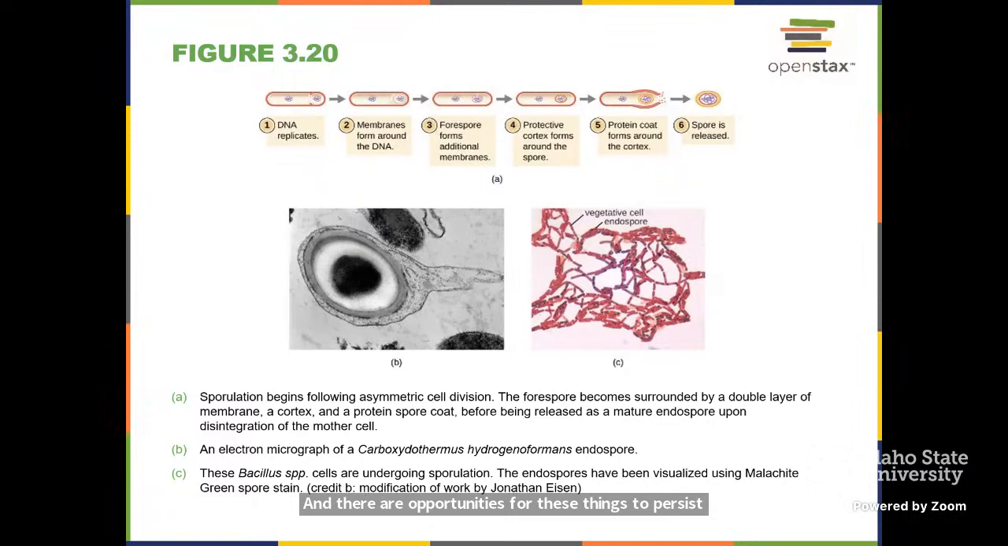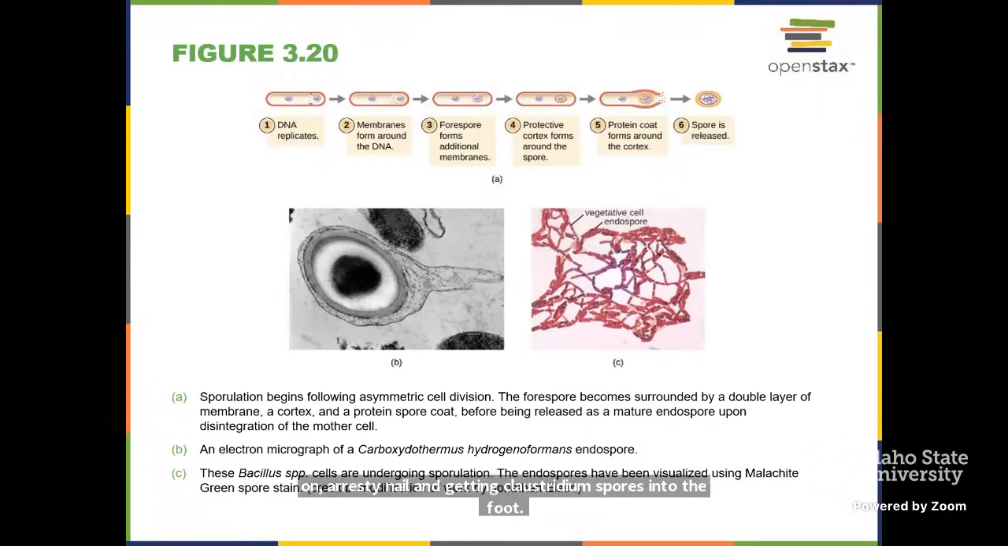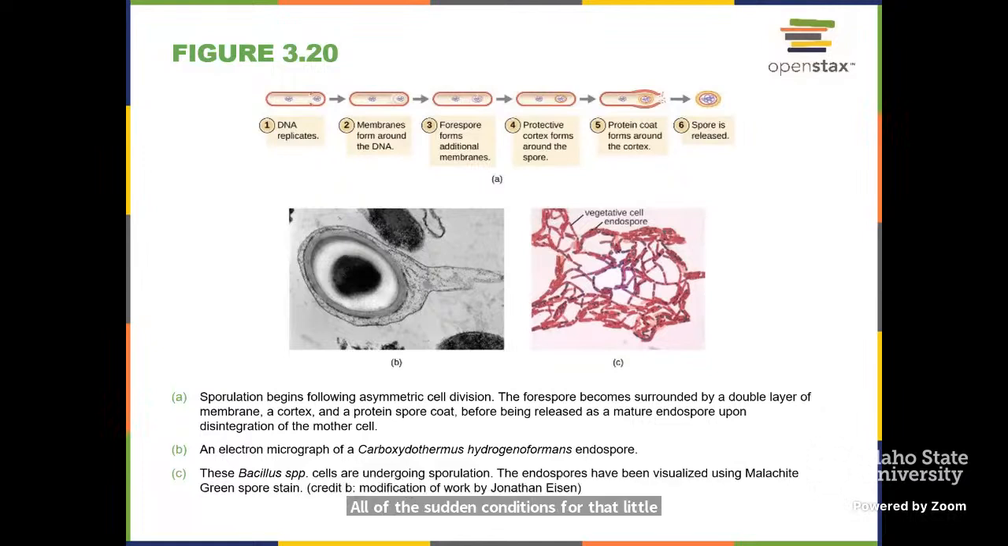There are mechanisms that can kill them, like extreme heat, well above boiling temperatures with an autoclave, right? Or some irradiation, something like that. But just out in the soil or something like that, they could potentially persist indefinitely. They're not living, right? They're just waiting. And once the conditions become favorable, like stepping on a rusty nail and getting Clostridium spores into your foot, all of a sudden conditions for that little spore are optimal and it starts to grow again, all right?